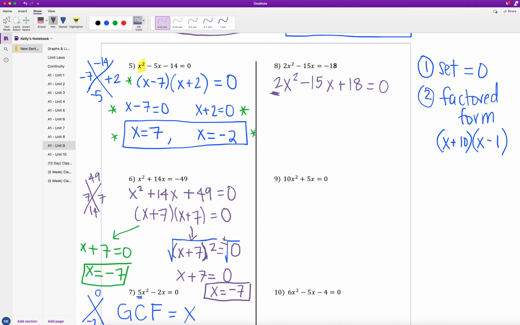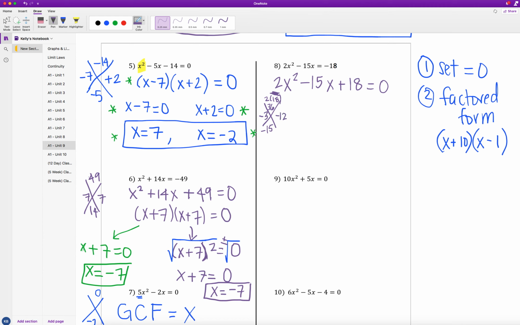So to factor this, I'm going to still do an x game. Because I have a leading coefficient, I am looking for two numbers that multiply to be 2 times 18. So I have to make sure I multiply my a term and my c term. So I'm looking for two numbers that multiply to be 36 and add to be negative 15. The two numbers that will work for this are negative 3 and negative 12.